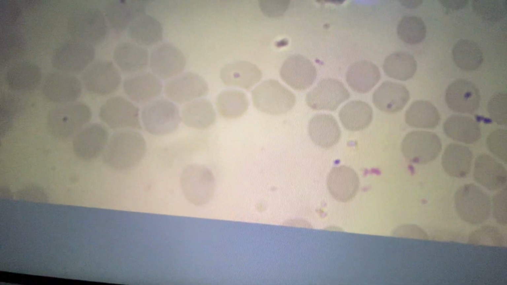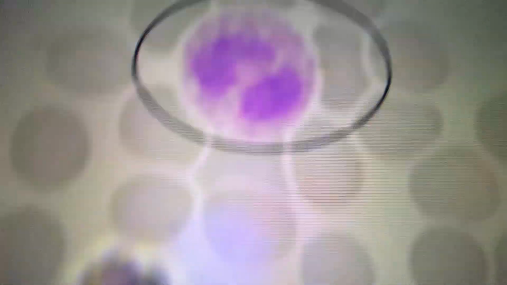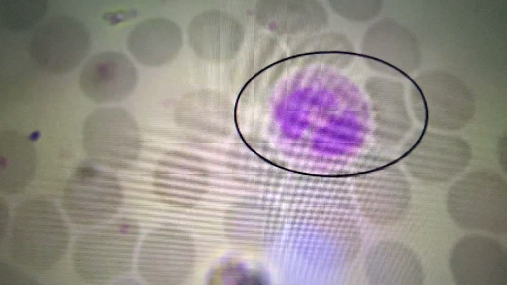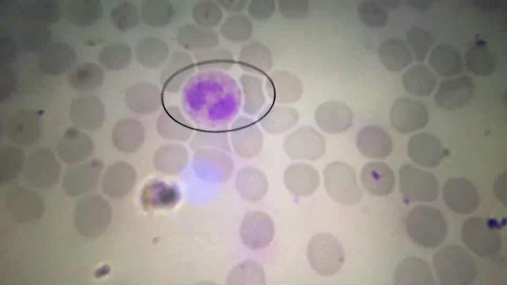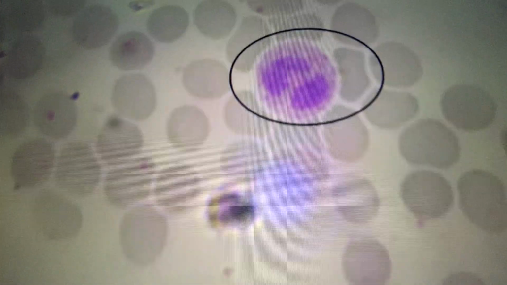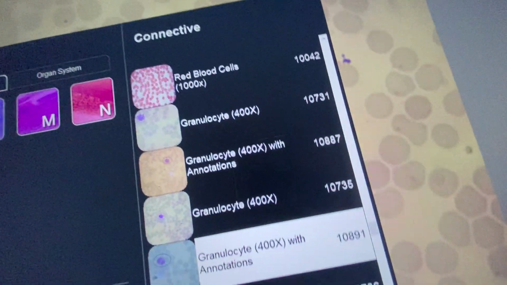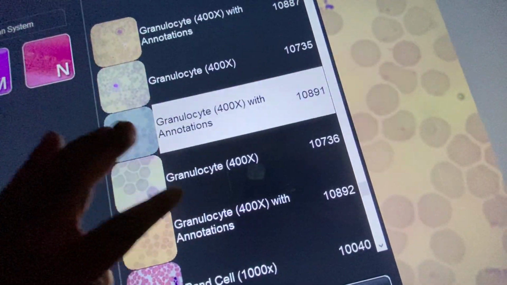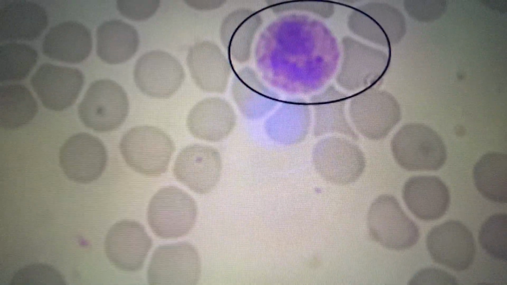How about this one? This one is definitely bilobular, right? Do you see how there's like one big fat section, and this other section? So this is an eosinophil. So therefore, this particular patient, well, if there was more of them, probably have some sort of allergy going on. Here, another basophil.